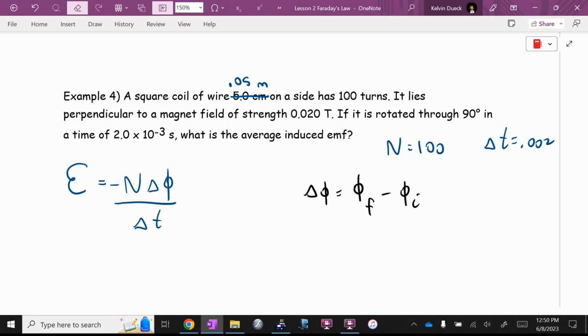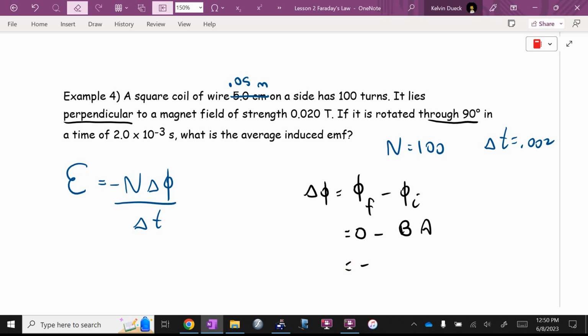Okay. It's starting out perpendicular and then it's rotated 90 degrees. If it starts out like this, perpendicular to the beams of the magnetic field, and it rotates 90 degrees, what's the final flux exactly as a number? Bonus. And then the initial flux is going to be B times A. 0 minus anything is just negative that thing.